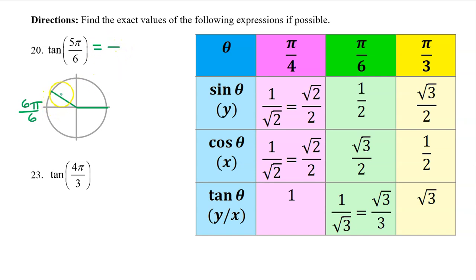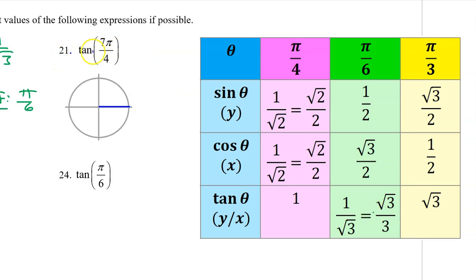We can also see that the reference angle is pi over 6. We have memorized that the tangent of pi over 6 is 1 over radical 3. So the answer is negative 1 over radical 3. Or we could say negative radical 3 over 3.